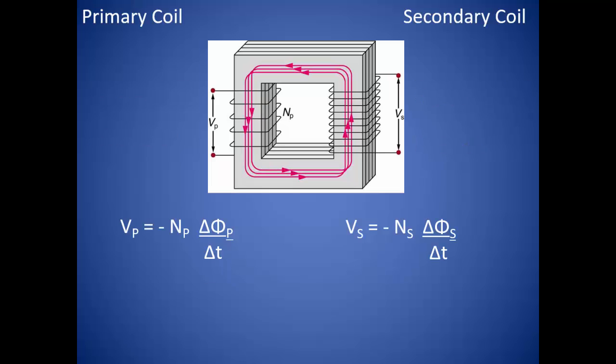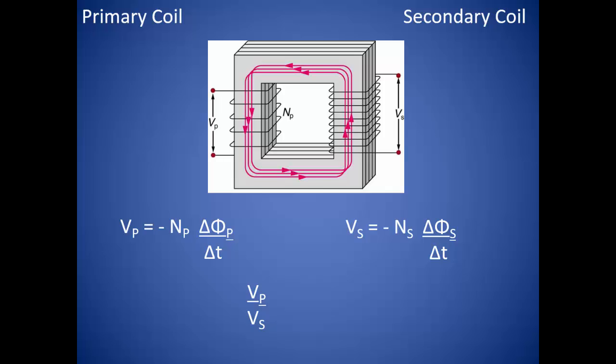Faraday's law of induction tells us that the primary voltage is equal to the negative number of turns on the primary side of the transformer times the change in magnetic flux produced on the primary side divided by the time. We can do the same thing on the secondary side, where the voltage is equal to the negative of the number of secondary turns times the change in magnetic flux on the secondary side divided by the time. Typically, we are looking to see how the primary voltage compares to the secondary voltage. So we are really just looking at a ratio.